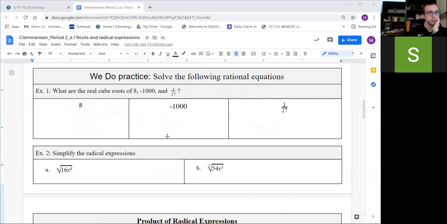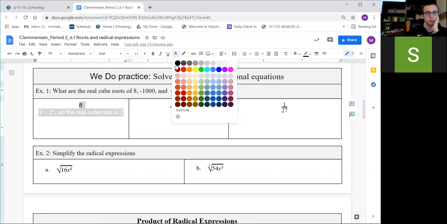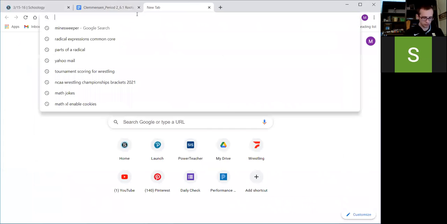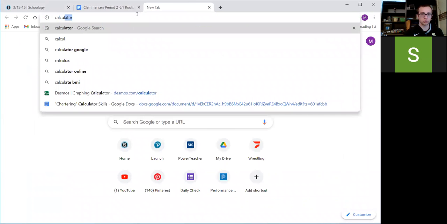All right. So first thing we're going to do is kind of decide what a cube root is. All right, we're going to talk about that. So like with this first one, I'm going to rewrite this as a cube. So 8 is equal to 2 cubed. If you're ever wondering what something the cube root of is, you can use a calculator. If I come over here, let's calculate.